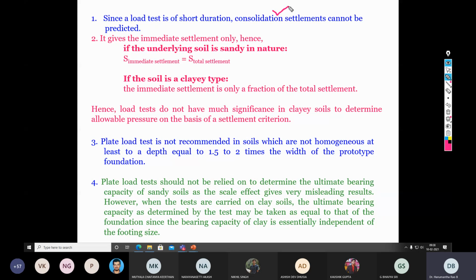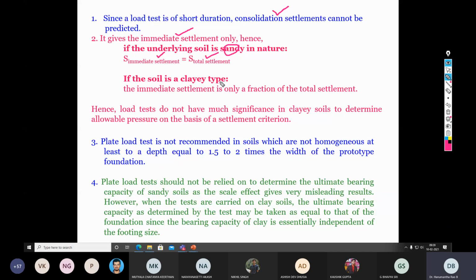Now, as we know from our soil mechanics concepts, consolidation is a long-term phenomenon that could happen over years, not in terms of days. So therefore, your plate load test shall not reflect the consolidation settlement. It can only reflect the immediate settlements. So it gives only the immediate settlement, and hence if the underlying soil is sandy in nature, then S immediate can be taken as S total or S plate, because in case of sand, there is no consolidation settlement that could happen. So therefore, whatever settlement happens, they are immediate settlement.